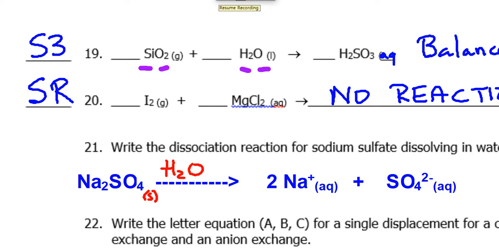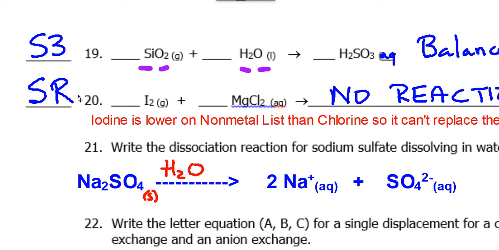So iodine is trying to replace the chlorine because they're both nonmetals. We look at the activity series, and here's what we're going to see. We're going to see that iodine is lower on the nonmetals list than chlorine. So if iodine is lower on the nonmetal list than chlorine, that means it can't replace the chlorine. Chlorine is already attached to the magnesium, and it is stronger and more reactive than iodine, so we're not going to see a reaction between iodine and the magnesium.